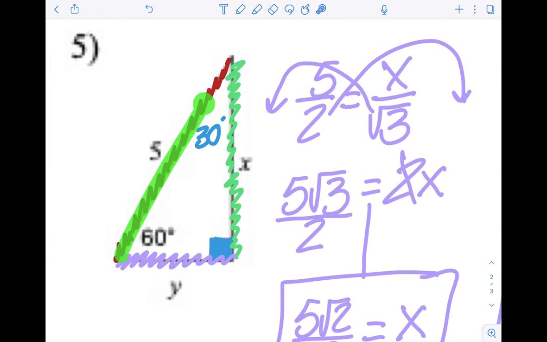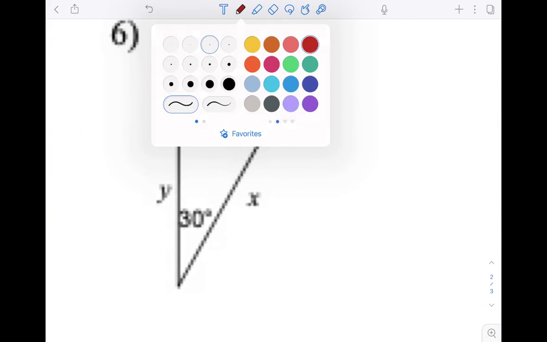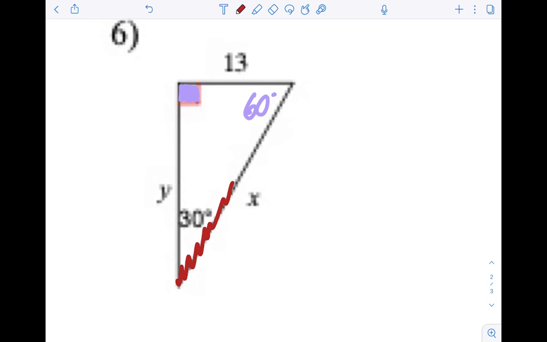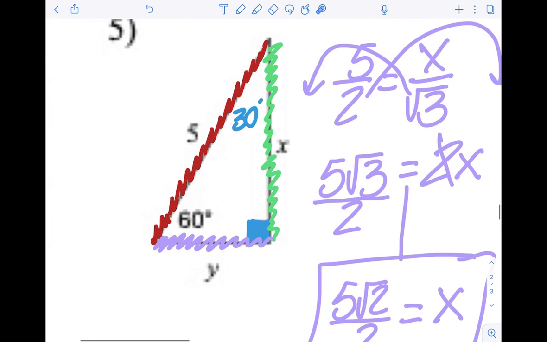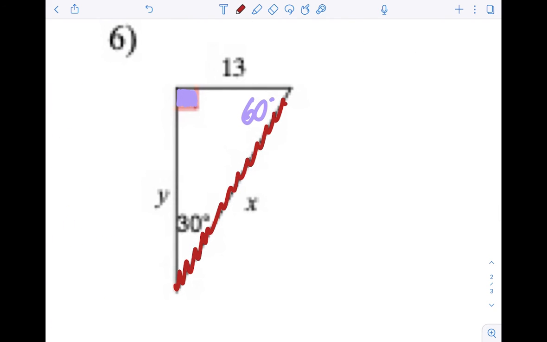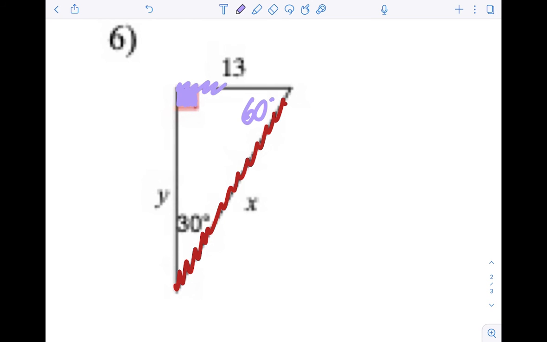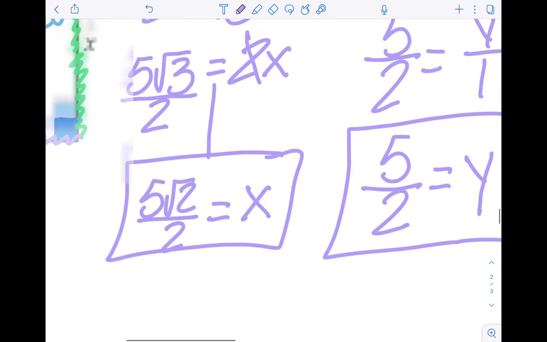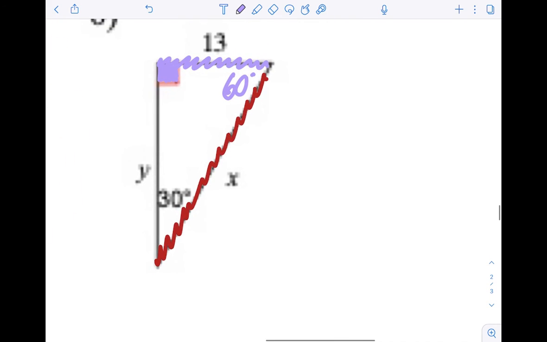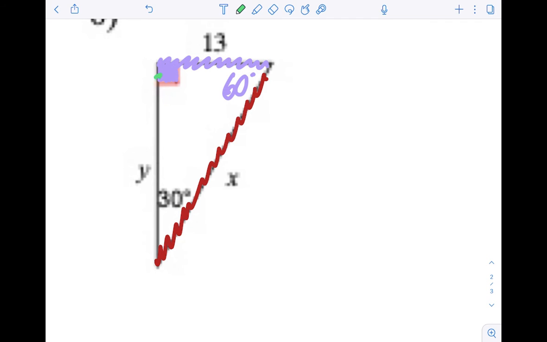30, 60, 90. So if I recall here, let me see. My long side was red. Okay, so I'm going to go back here. My long side was red here, right? What is my side across from 30? Let's see. Across from 30 was purple. Okay, let's go back to purple then. And then the other one was green, I think, right? Okay, let's do green.